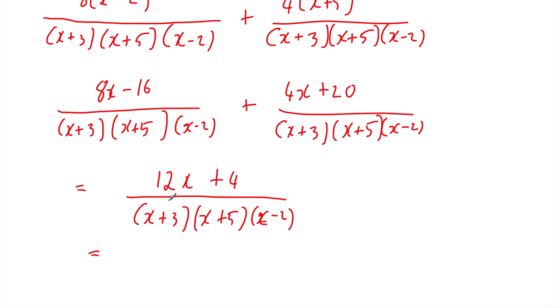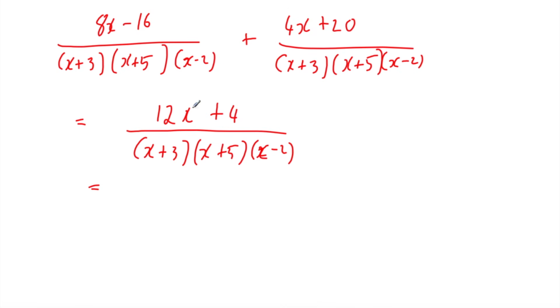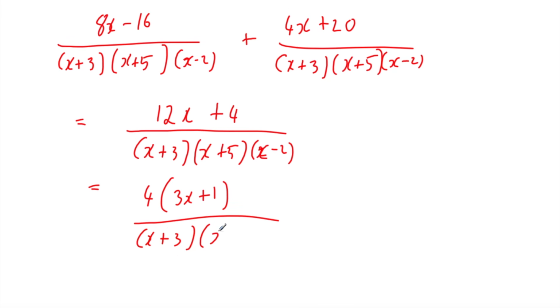Now I've just noticed that this numerator can be factorised, so let's factorise that numerator. So 12x plus 4, both of those are divisible by 4, so let's take the 4 out, and then if we divide both of them by 4, we'd get 3x and then plus 1. So that's that numerator factorised, and then we've got our denominator again as x plus 3, x plus 5, and then our x minus 2.